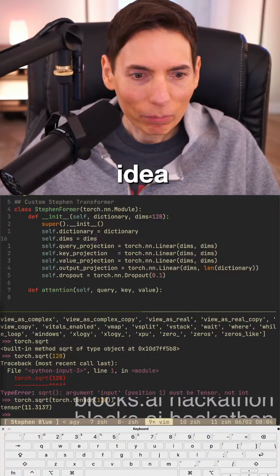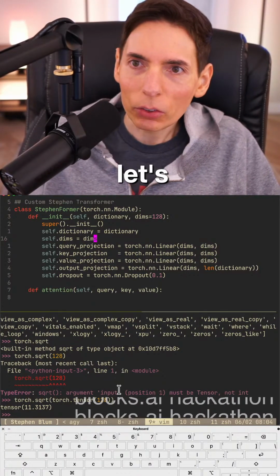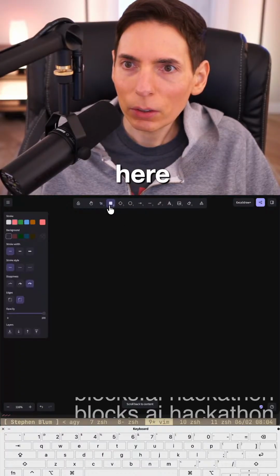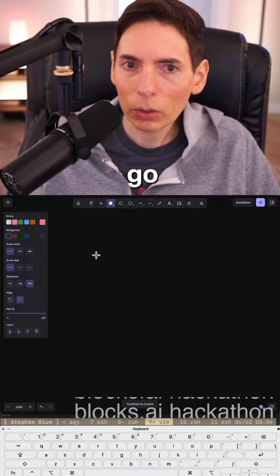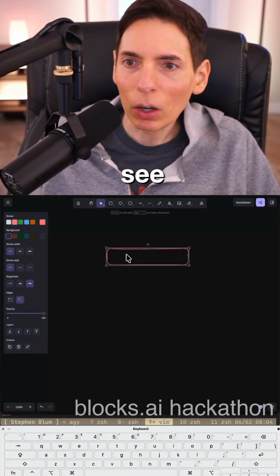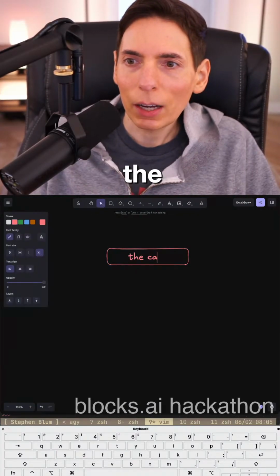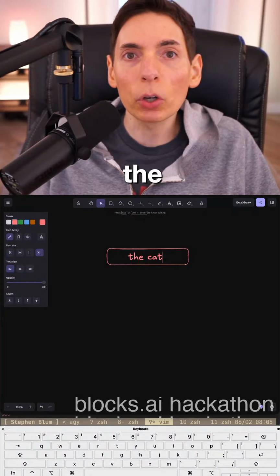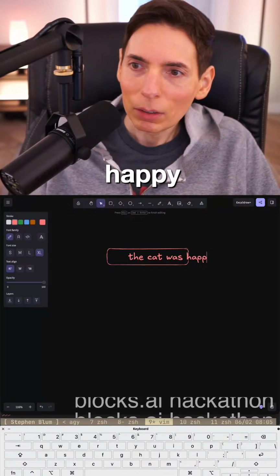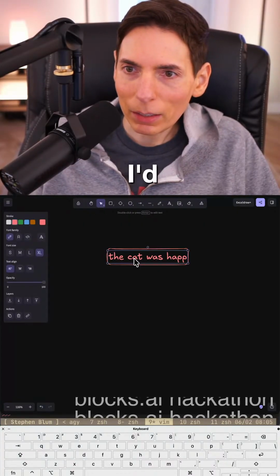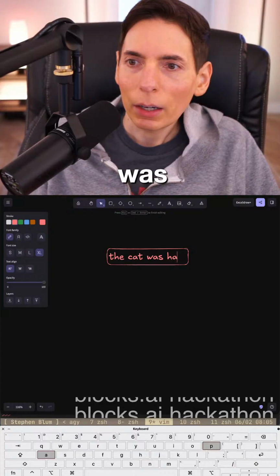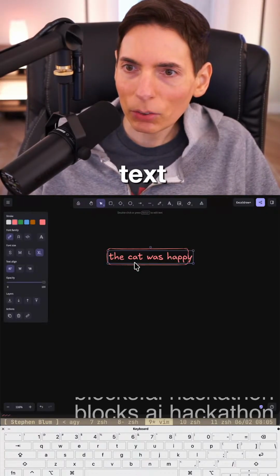Okay, so let's start off by drawing some items here. Let's go and draw our input. Maybe we'll start with the sentence. What we could also do is split up the tokens so we can see. The cat was happy, something like that. I like that idea. All right, the cat was happy. That's our input text.